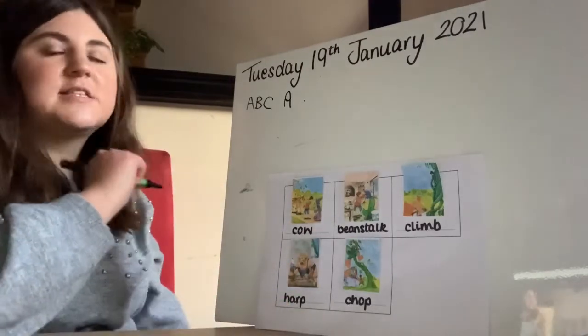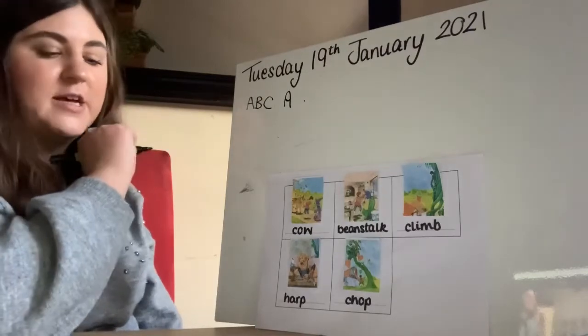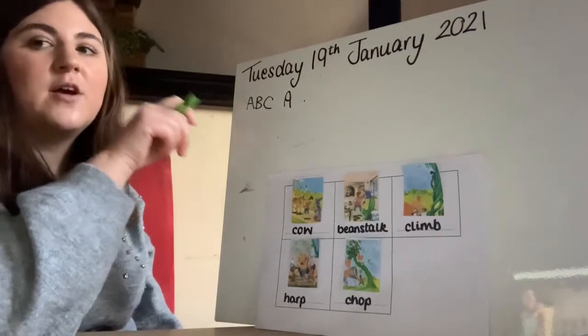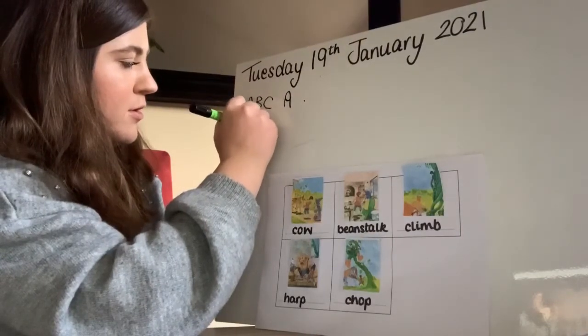Okay, so at the start of our sentence we need a capital letter. And our first word is "on". Good job. Got "on".